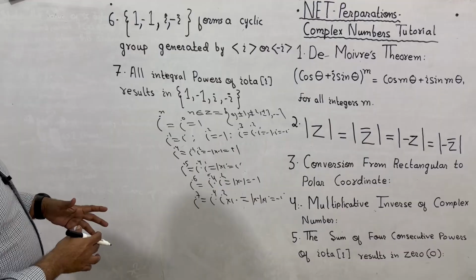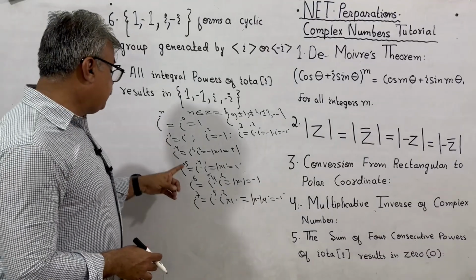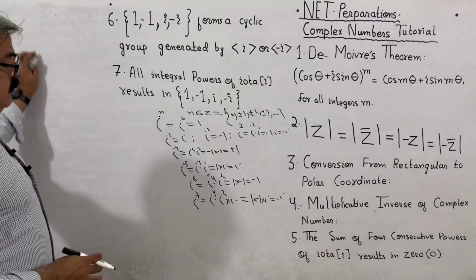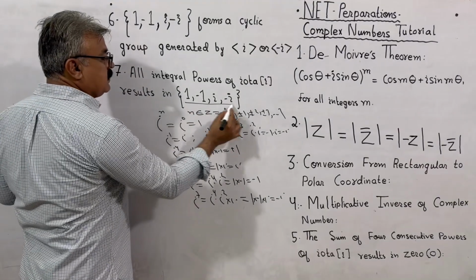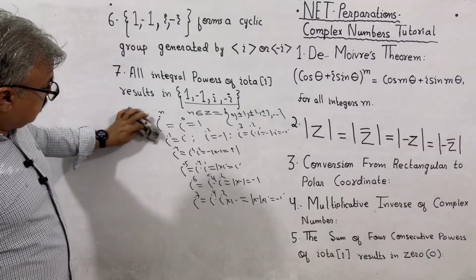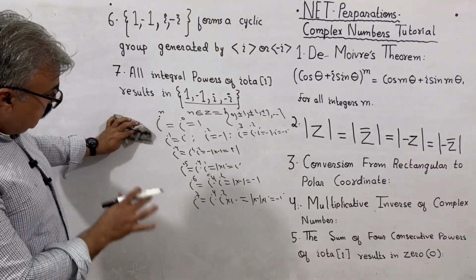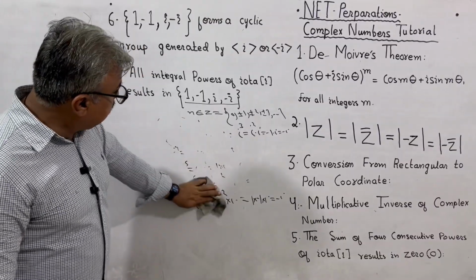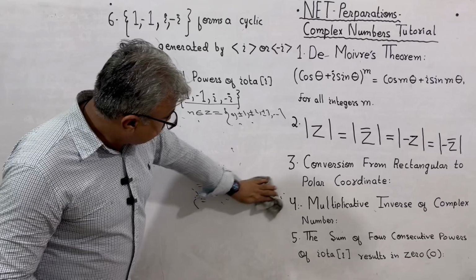You can object that I have taken only the positive values. What about negative? They will also give the same results: 1, minus 1, iota, minus iota, for integers. I have taken positive values and proved. What about the negative values? Let's see and find out.